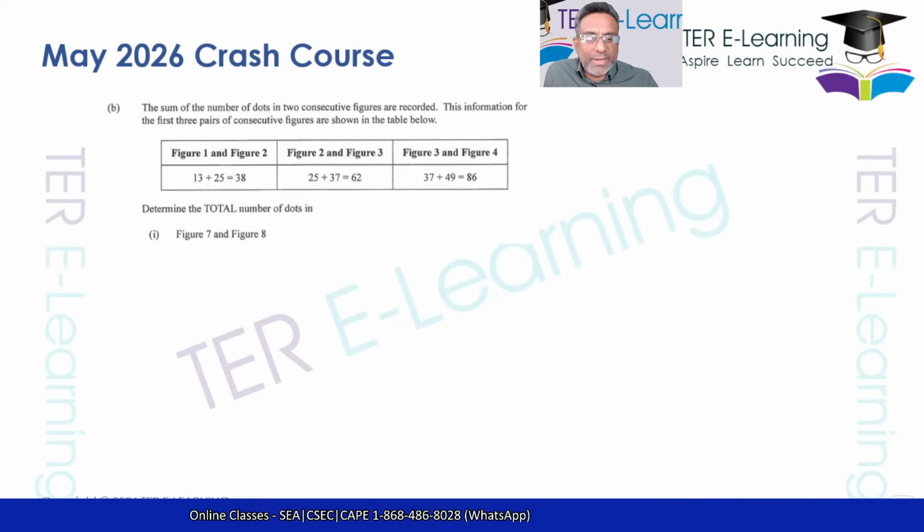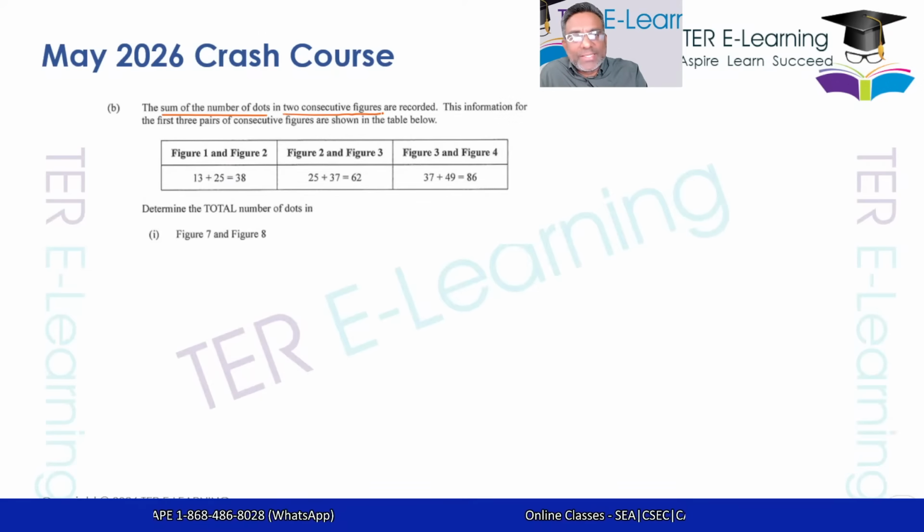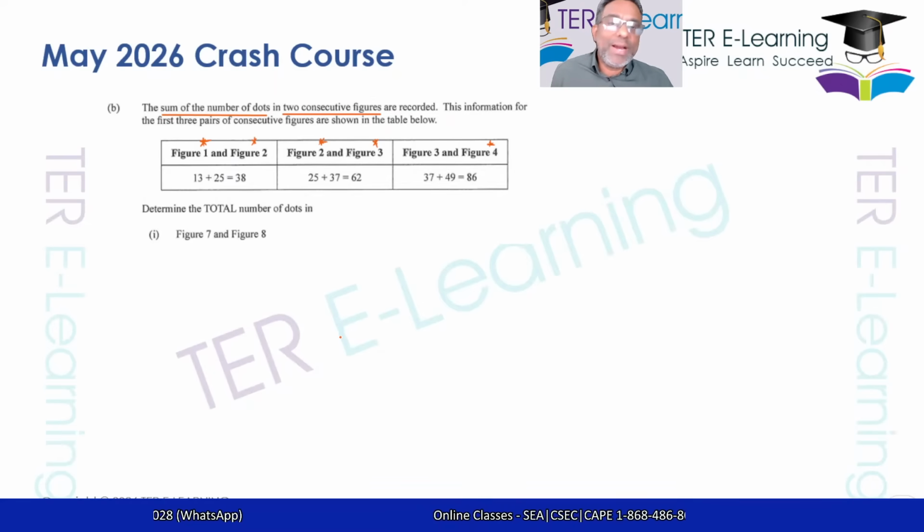Okay, so what do we have here? We have the sum of the number of dots in 2 consecutive figures are recorded, and this information for the first 3 pairs is shown in this table here. Now, when we speak about consecutive in maths, we talk about one after the next. So 2 consecutive figures could be figure 1 and figure 2. Then we could also have figure 2 and figure 3. And then we could have figure 3 and figure 4. So we have the total number of dots in consecutive figures.